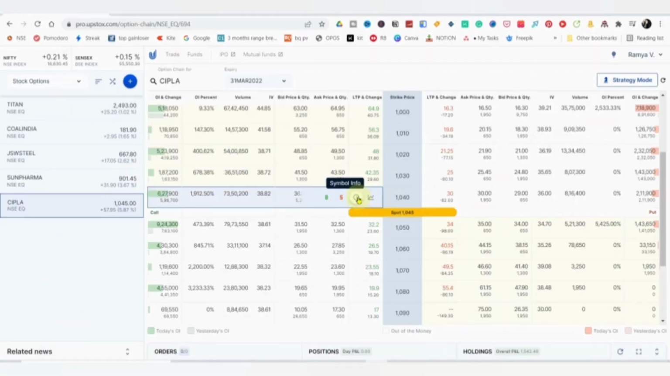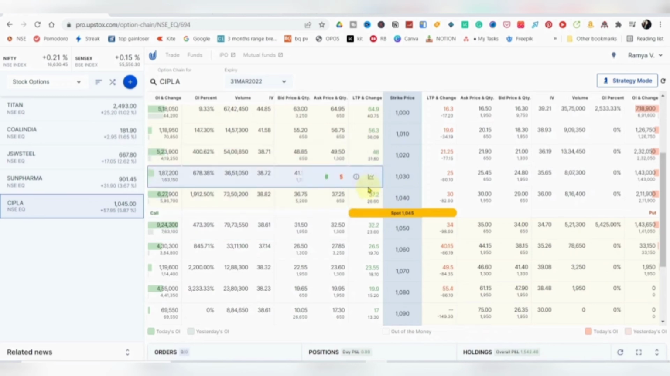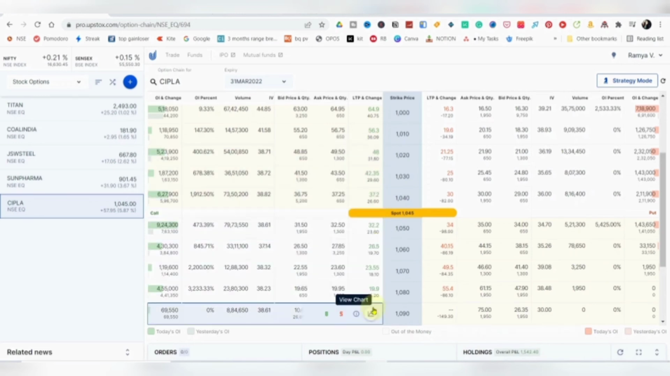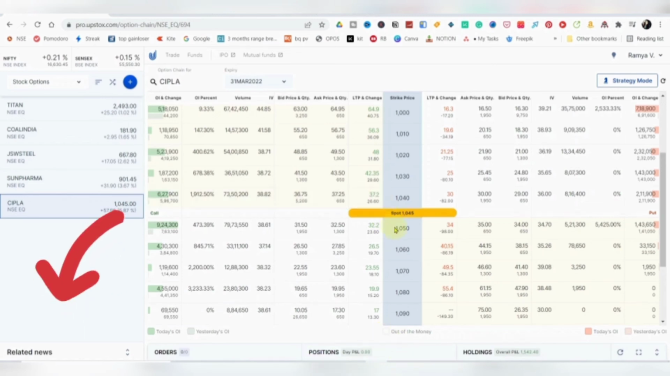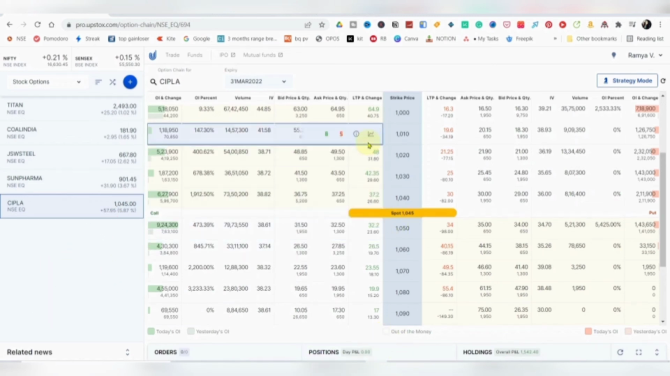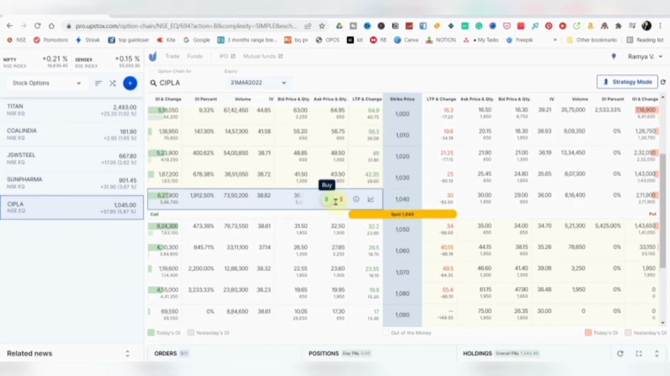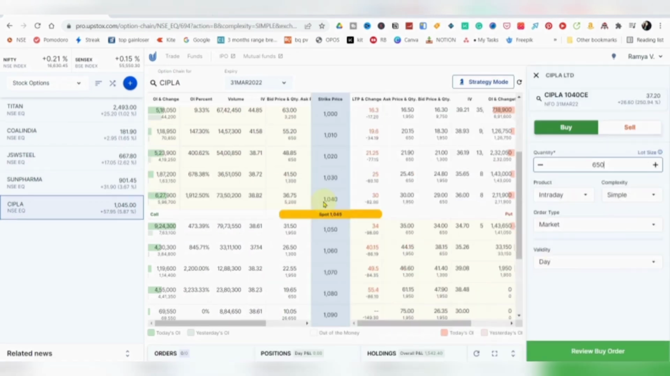Now you can see the option chain of the stock. Either pick ATM, that is nearby the spot price, or choose far away OTM, that is 1 or 2 prices far away from the spot price. And you can also check the news of the stock by clicking on the related news section below. If you click on the buy button, you will get the pop-up. So the quantity into the stock price is the capital required for that trading.